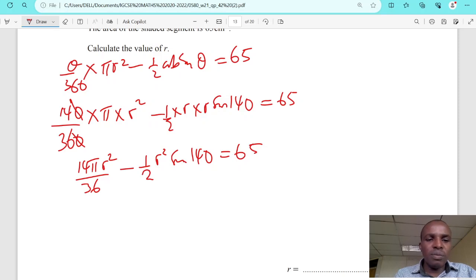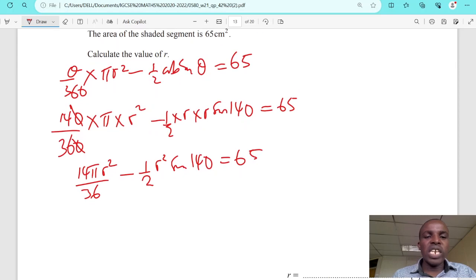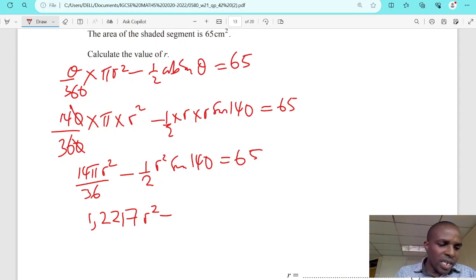Right, let me simplify this one. 14 pi. You just want the value of r, so it's not an exact value. You can give it as a decimal. So let's say 14 pi divided by 36. Let's put decimals here: 1.2217. Make sure it is to 4 decimal places or 3 decimal places. It will be fine. I can store this one in A, using shift store. Then you can say sine 140. Make sure your calculator is in degrees mode. Sine 140, then divided by 2, is 0.3214.